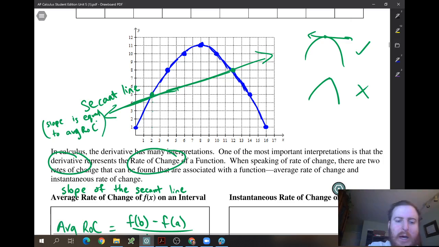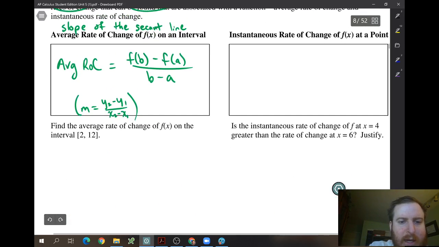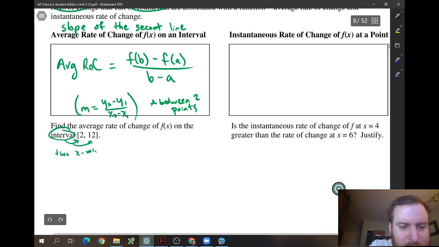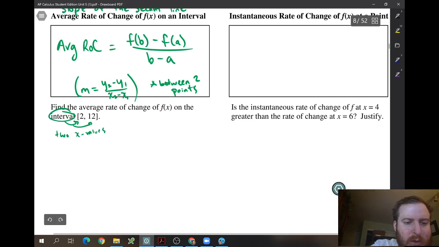Okay, now, another important thing is that anytime we have average rate of change, it's between 2 points. So it's the slope between 2 points. Right, so when we see the word interval, we know that this is not an x comma y, that those are two x values. And so what we're going to do is write the average rate of change will be equal to, in this case, 2 is our a and 12 is our b.